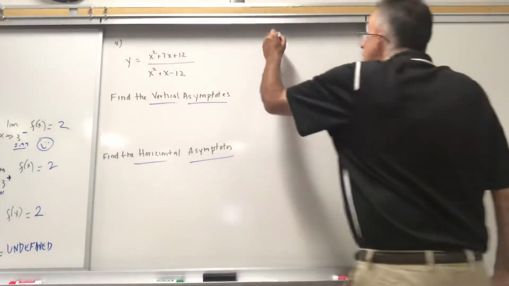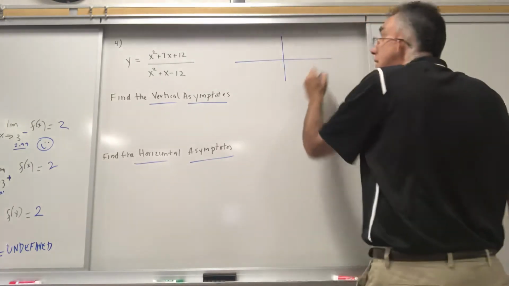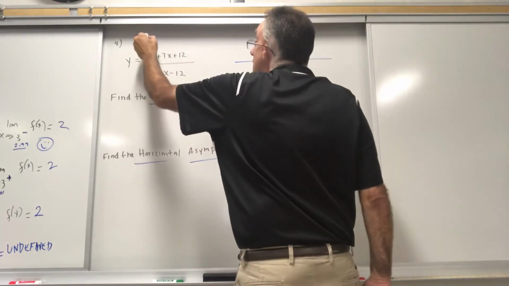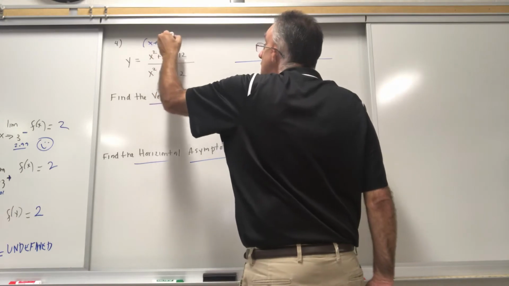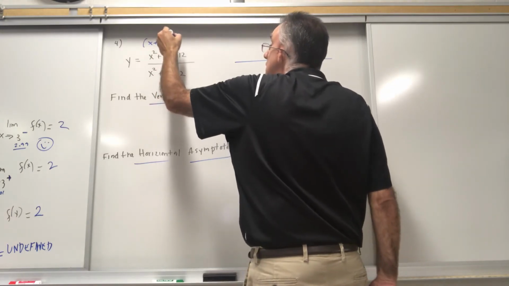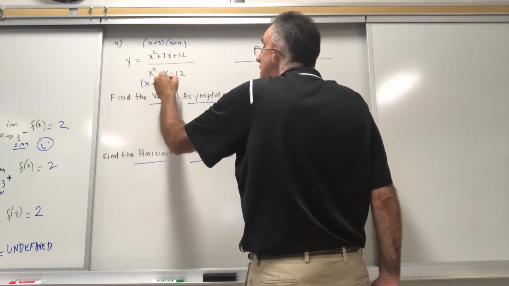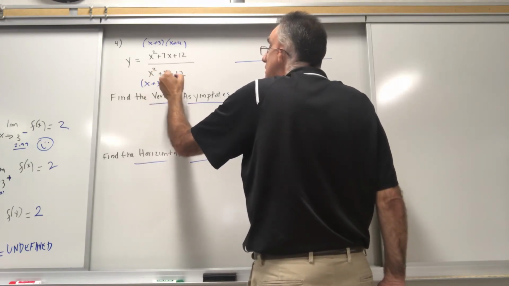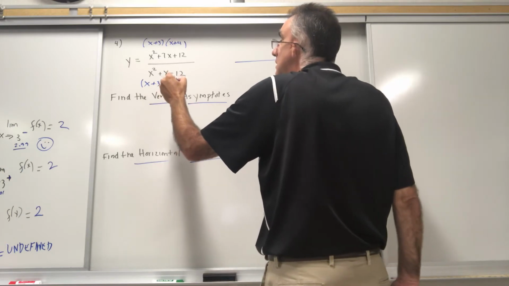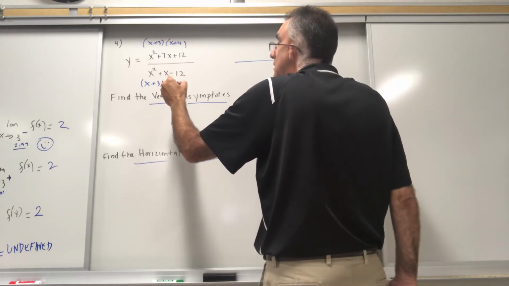So what I'm going to do here is factor this. x plus 3, x plus 4, and then this one's x plus 3, x minus 4.